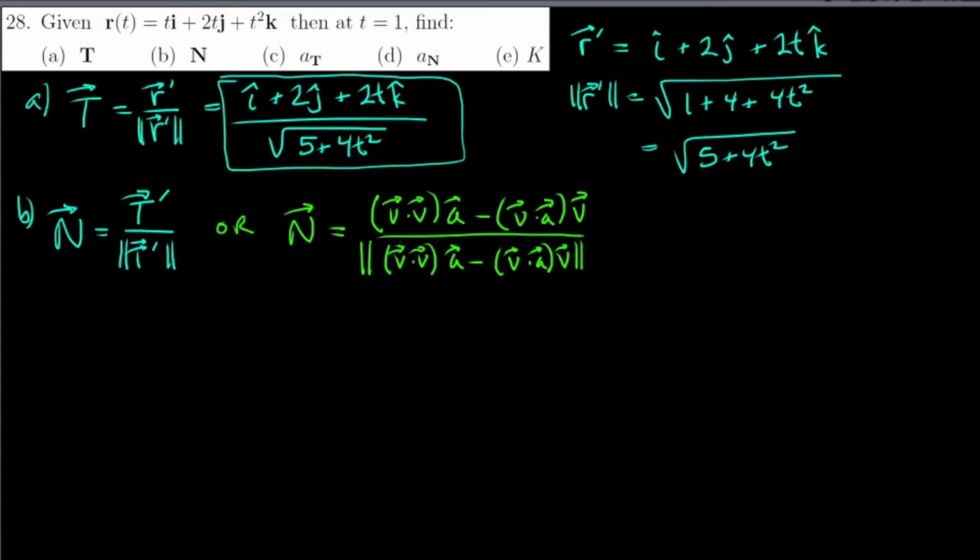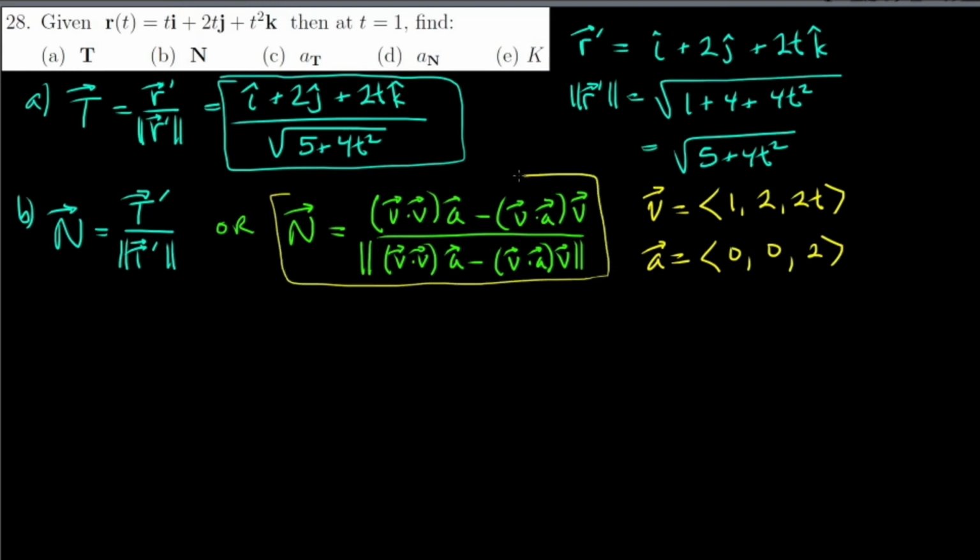So I found this formula, and obviously this might be a little bit easier. I mean, it looks horrible. It looks like a nuisance, but we already know what v is. v is r prime, so it's just this vector here. And a is the acceleration, that's the derivative of v, which is 0, 0, 2. So taking the dot product of these, I don't think is going to be all that bad. So I'm going to do it this way, and I'm hoping that it's a lot easier than just using the straightforward definition.